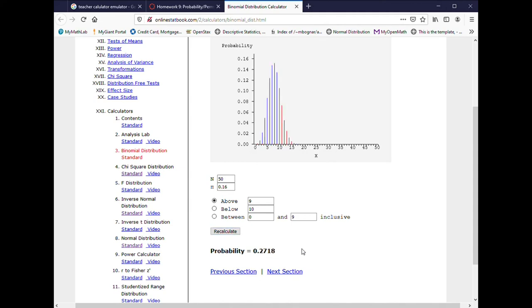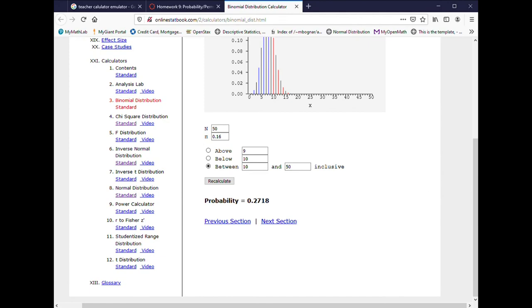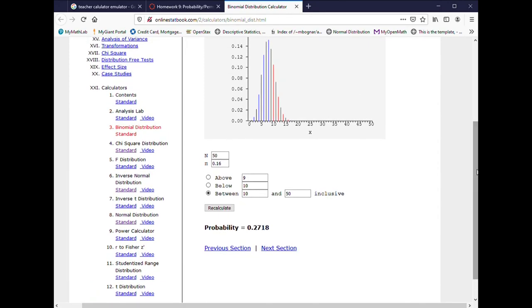For part C, I want to look at least 10 of them live in poverty. So there's several ways to do that. So I'm going to put above 9. That's the same as at least 10, because what's above 9? 10, 11, 12. So we're going to click above 9, recalculate, and here's our probability, 0.2718. Now I could also do between. I want to do at least 10, so that includes 10, all the way to 50, and if you click recalculate, you'll get the exact same answer as earlier. So there's more than one way to do it.